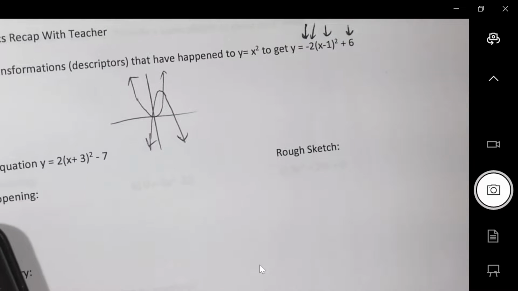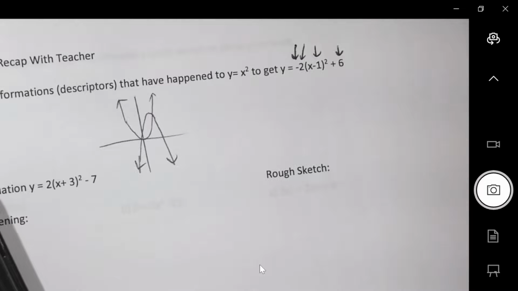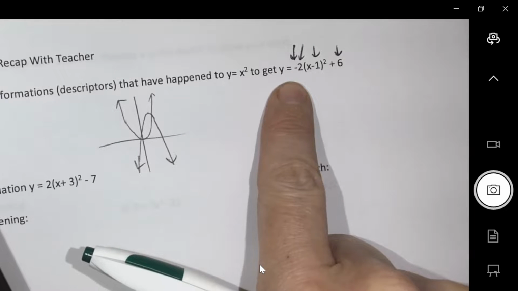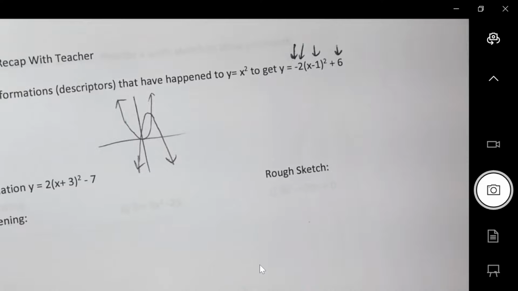Okay, I need to have 4 answers on this. There's a negative symbol that does something. There's a 2 that does something. There's a 1 and there's a 6. There's 4 answers here. Okay, anybody want to tell us what the negative symbol did to that shape?